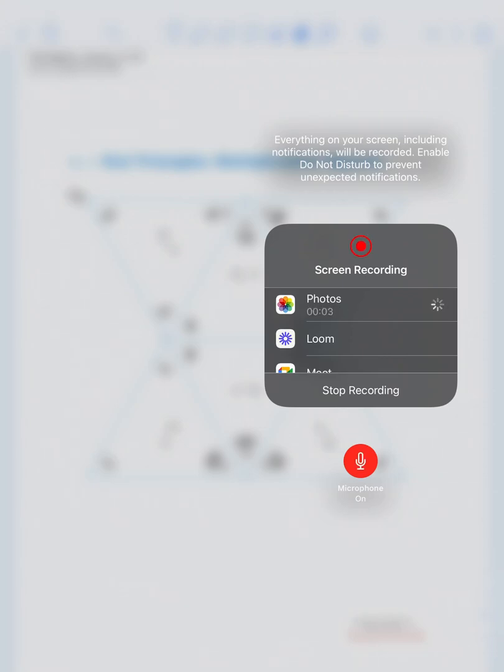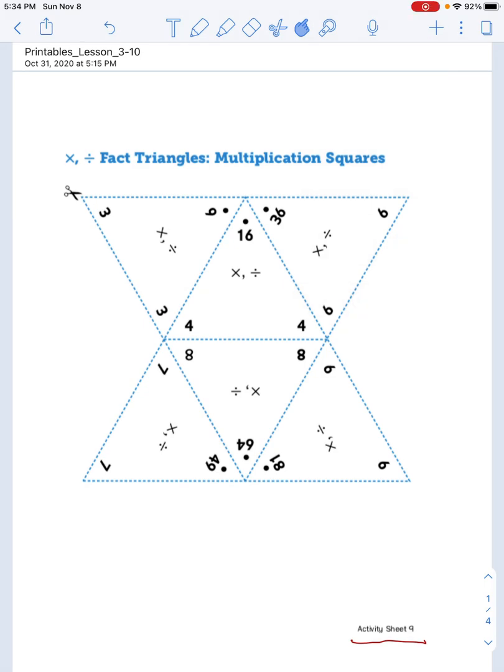Hi mathematicians! Before we get started on our new lesson today, I forgot to mention something from yesterday's lesson. If you go to the back of your math journal, where there's thicker pages than the rest of the book, you'll see on activity sheet 9 that there are fact triangles for the multiplication squares that we did yesterday. So if you'd like to look at those in your math journal, that's where they are.